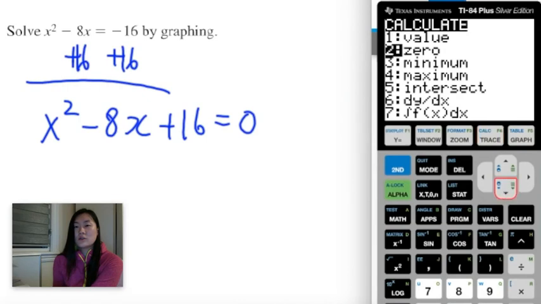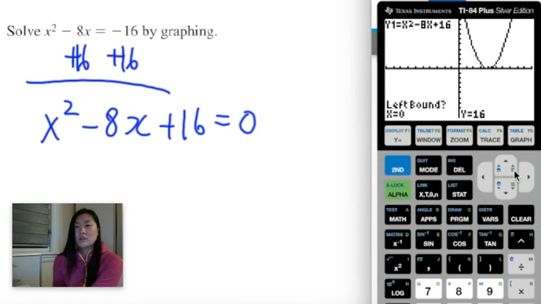Go to 0, enter, left bound. So from that root that you're calculating, hit the left bound, enter. But first you need to find the blinker. So if you don't see the blinker, make sure you play with the arrows and find the blinker by looking at your x and y values. So I move closer to the x-intercept. So I move with my right arrow, go nearby the root, enter, and then go to the right bound of that root, enter, and then enter again.